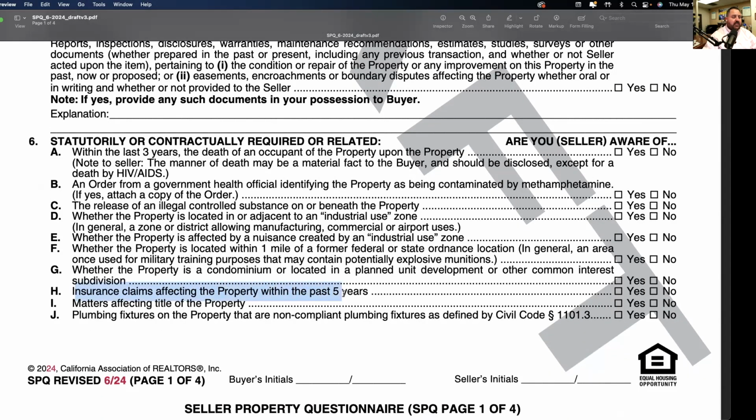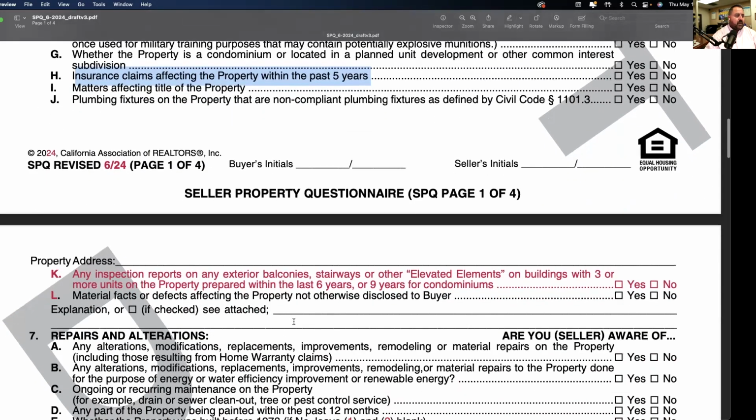Insurance claims affecting the property in the last 5 years. That's important because it's so hard for buyers to get insurance as it is. And if there were claims on the property that we knew about and didn't disclose, and it causes a delay in the insurability for the buyer, they're going to come back and say, well, you knew about this and didn't disclose it to us. So please ask that question.